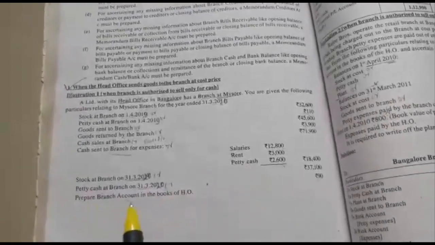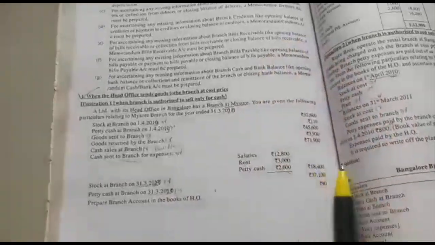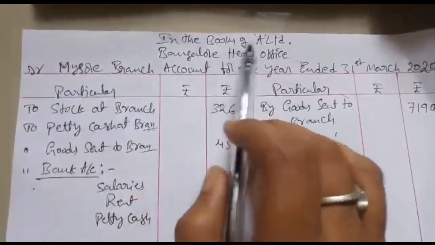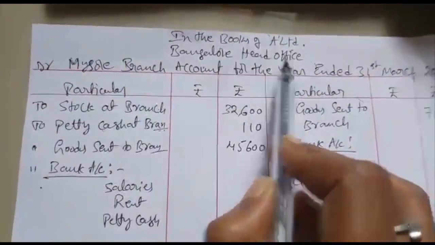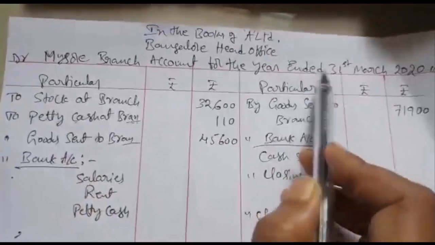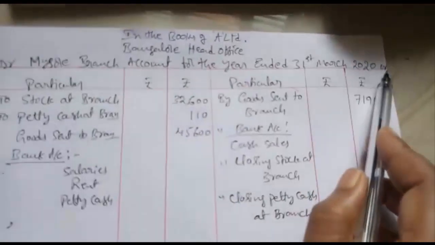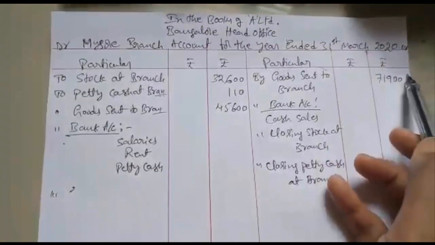Finally, prepare the branch account in the books of head office. Now we are doing the branch account. Let's start solving the problem. In the books of A Limited, the Bangalore head office, we are preparing the Mysore branch account for the year ended 31st March 2020. This is the debit side and this is the credit side, with particulars and amount columns.